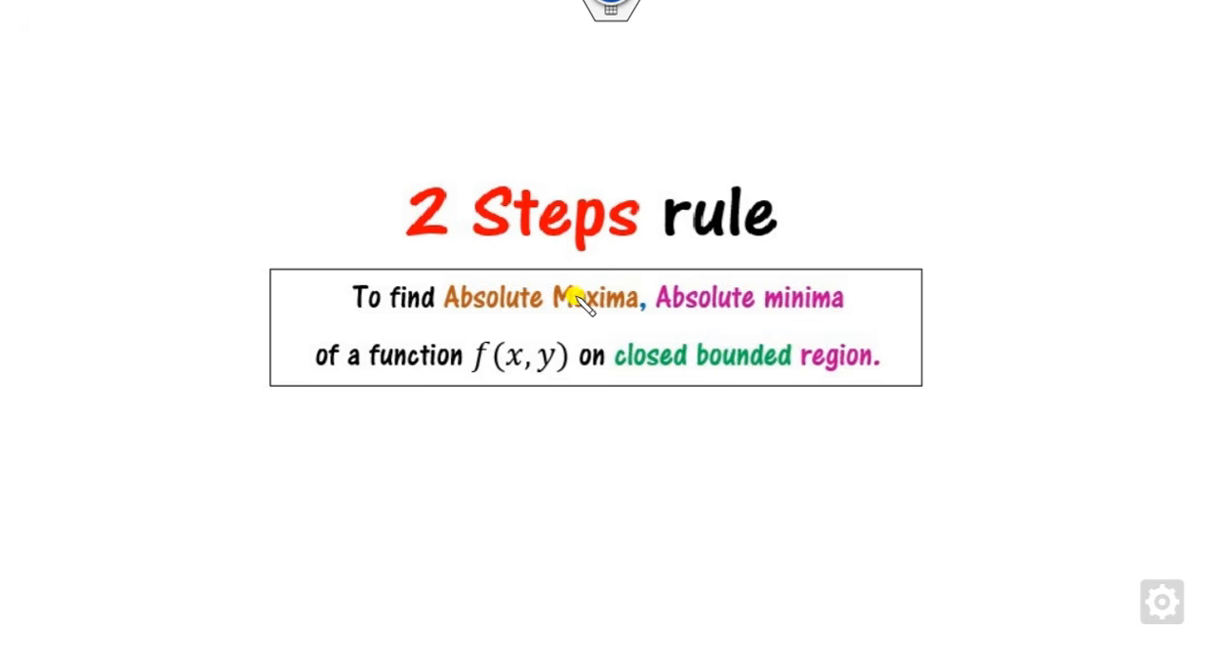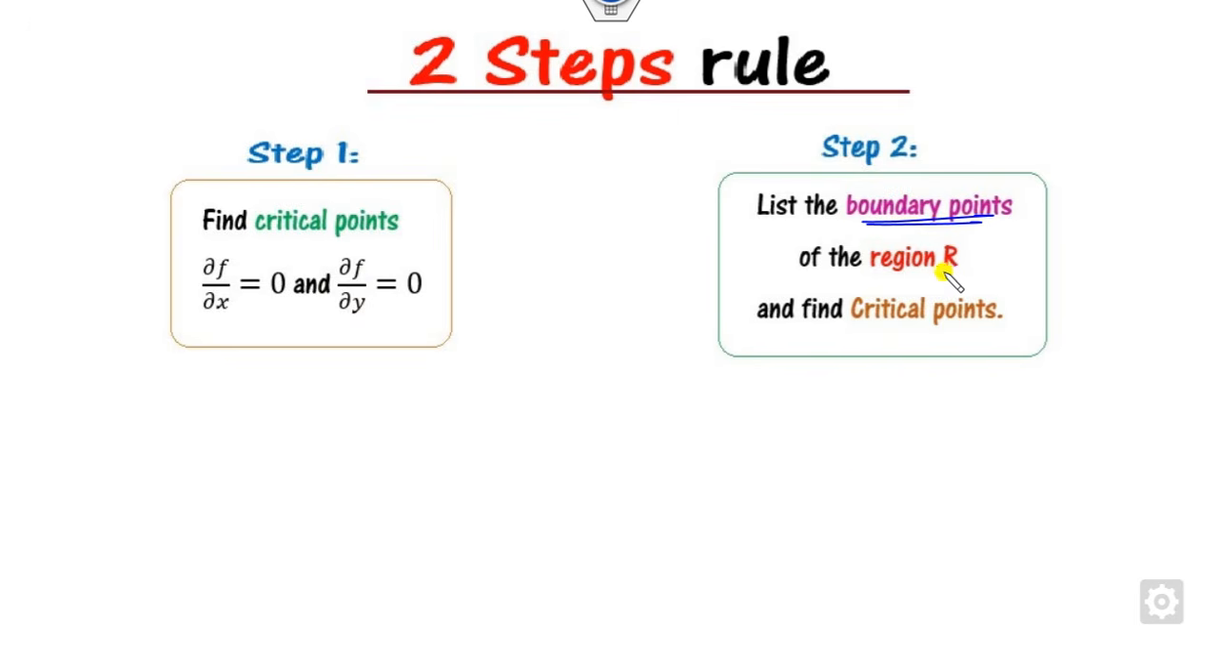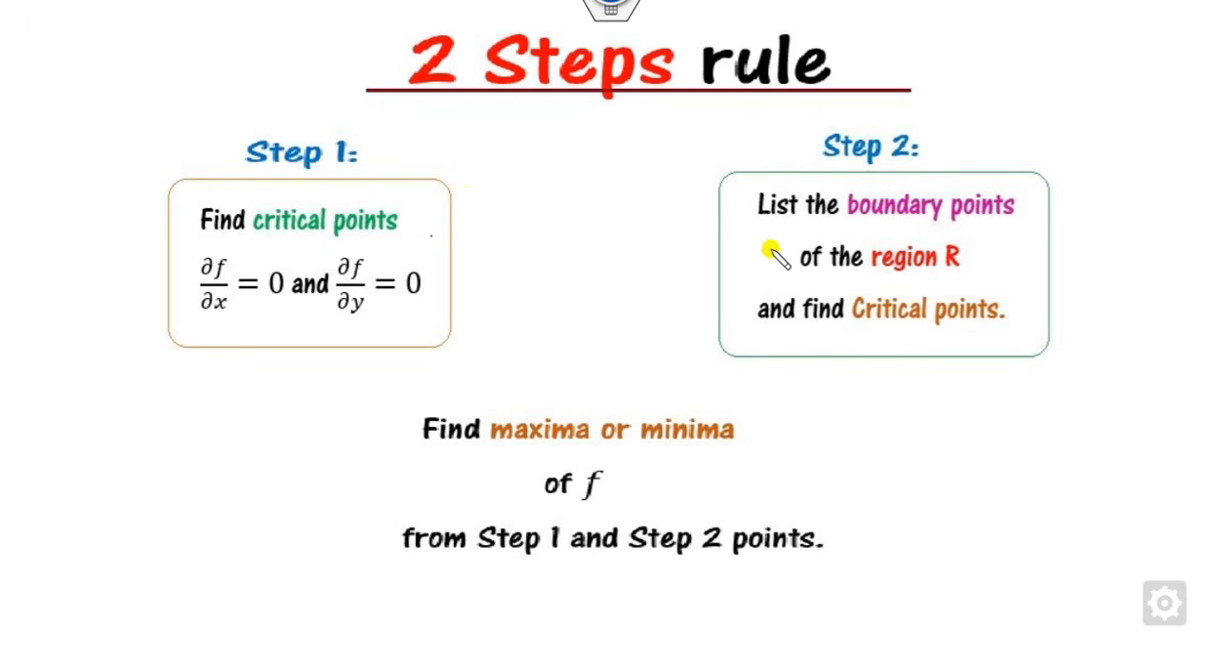How can you find the absolute maxima and minima? I will state a two-step rule. First step is to find the critical points by taking the first derivatives with respect to x and y as 0. Second step is to list all the boundary points of the region. If this is my region with O, A, B, my boundary points are O, A and B, and then we can find their critical points. After collecting all those points, we will check which one is the maxima or minima.